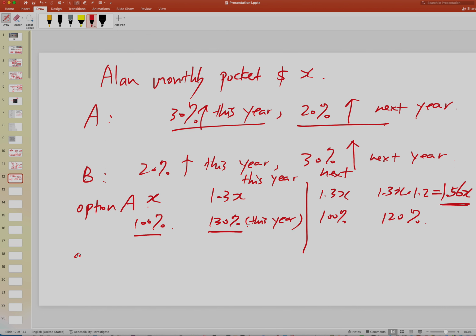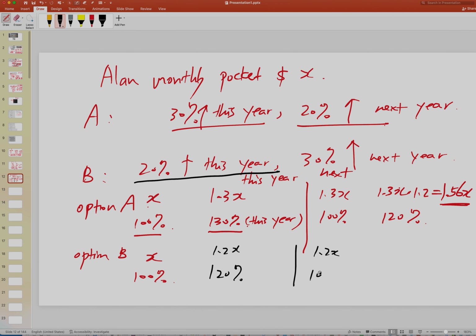Let's go for option B. X is 100%. You have a 20% increase first, so it's 120%. Then this is 1.2x, and this is this year. So this 1.2x is your new 100%. Then you need 130%, so it's 1.2 times 1.3. I thought you're supposed to end up with the same answer. It's 1.56. It's the same thing. It's the same deal.